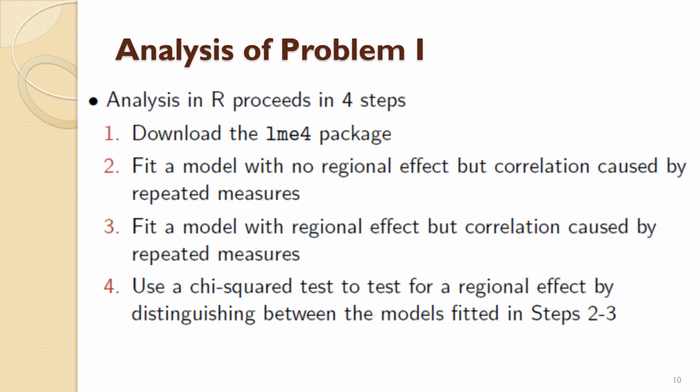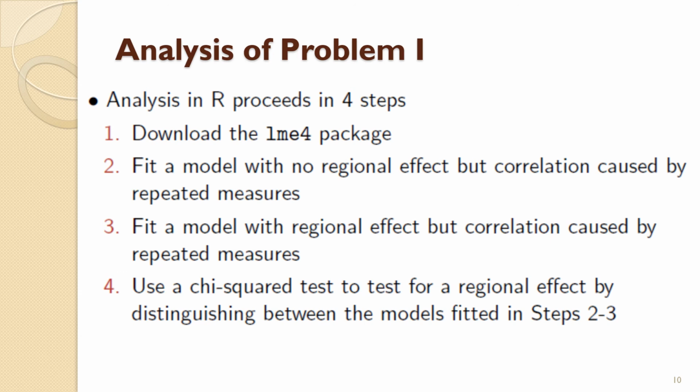So the analysis of problem one that we identified in the previous slide proceeds in 4 steps. The first thing you need to do is to download the lme4 package. If you're trying to do this in R and it's not working, this is the obvious first mistake that you might have made. Then, you start with a model with no regional effect, just some correlation caused by repeated measures. Then in step 3, you would fit a model with a regional effect and correlation caused by repeated measures.